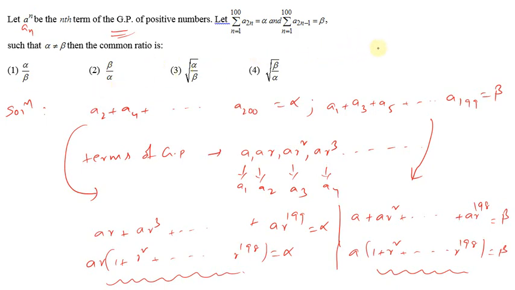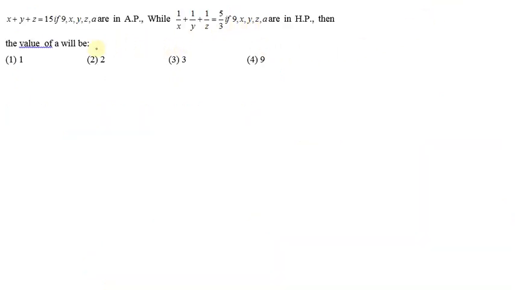Okay, next, move to the next one. If x plus y plus z is equal to 15, and if 9, x, y, z, a are in AP. Okay, these five terms are in AP, and this is possible whenever x plus y plus z is equal to 15, and this case is possible if they are in HP, then the value of a. Okay, so now let me calculate this one.